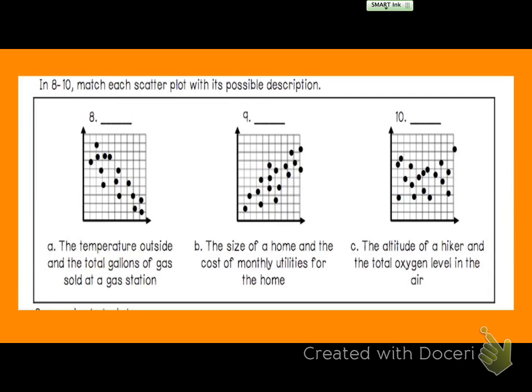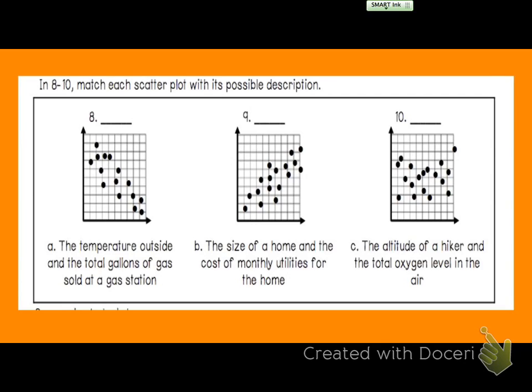Okay, Kimberly, number 8, what do you think that is? A, B, or C? B. B. So the size of a home and the cost of monthly utilities for the home. As the size of your home is increasing, should your monthly utility bill increase? Yes. Yeah, so 8 is a positive association, right?